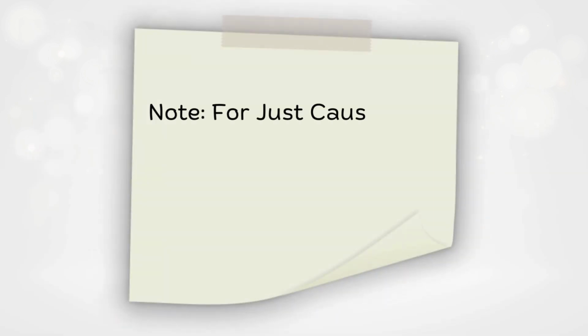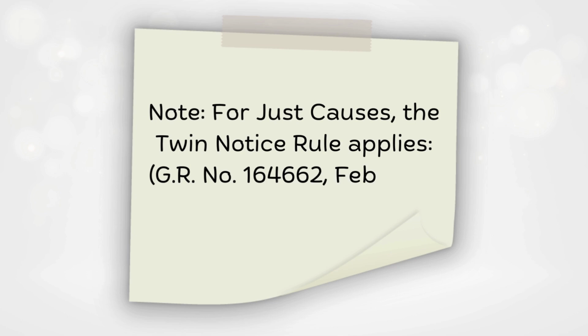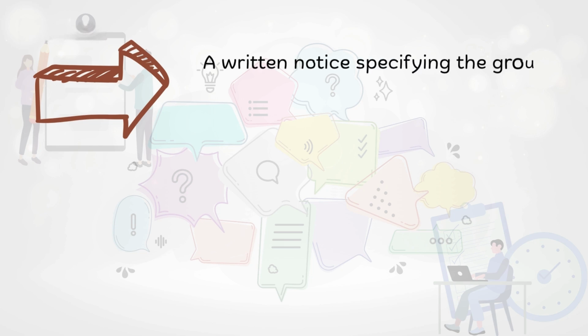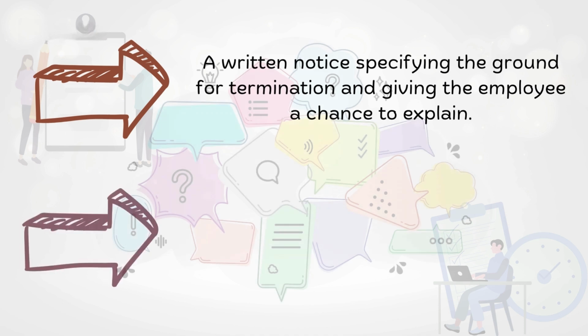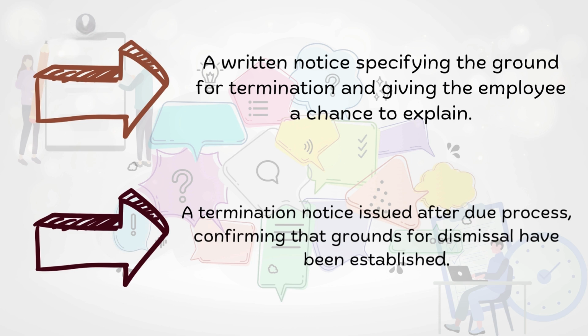Note: for just causes, the twin notice rule applies. G.R. No. 164662, February 18, 2013. First, a written notice specifying the ground for termination and giving the employee a chance to explain. And second, a termination notice issued after due process, confirming that grounds for dismissal have been established.